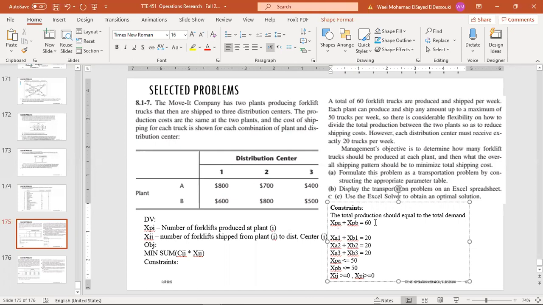So here, that's the first constraint: the total production should equal the total demand. Then the three constraints following this: the demand at each distribution center. And here, the maximum production. Simple.